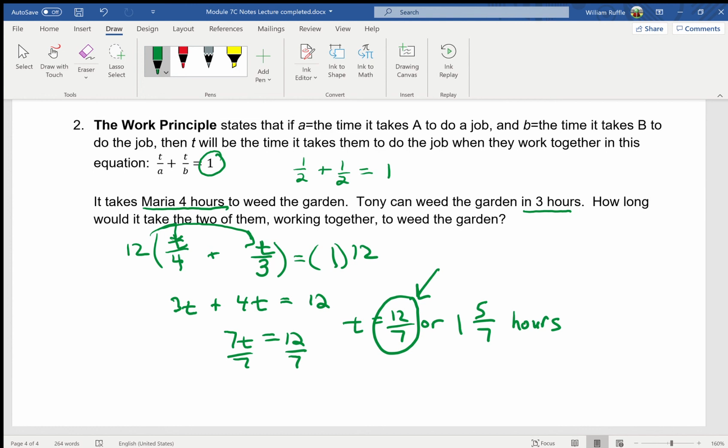There will definitely be different questions on this. We will definitely go over them again, but as you can see, that's way better than the other ones. You just have to remember the t over a plus t over b equals 1. The a and the b are just the work times. Since Maria works 4 hours, I put the 4 in for the a. Tony does 3 hours, I just put the 3 in for b. And so it's just t over 4 plus t over 3 equals 1.